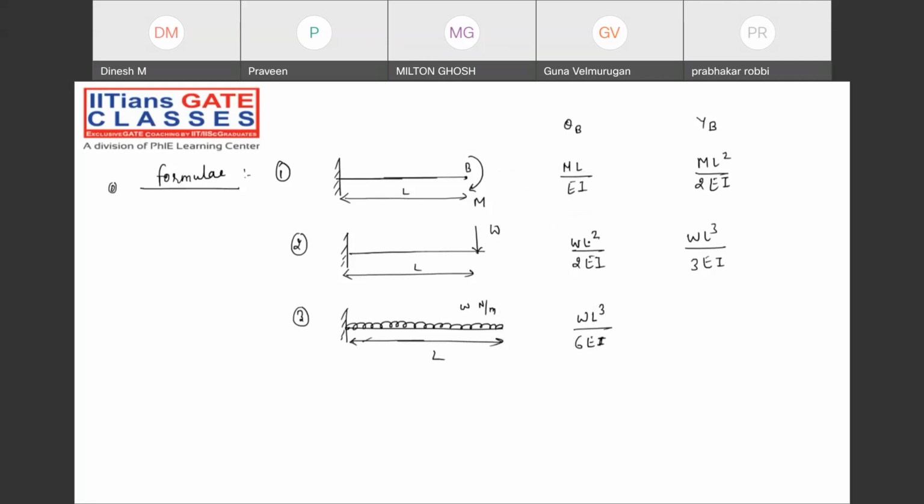Why is it L square only? Here it's W Newton per meter. Here it is Newton. Check it out. WL power 4 divided by 8 EI.